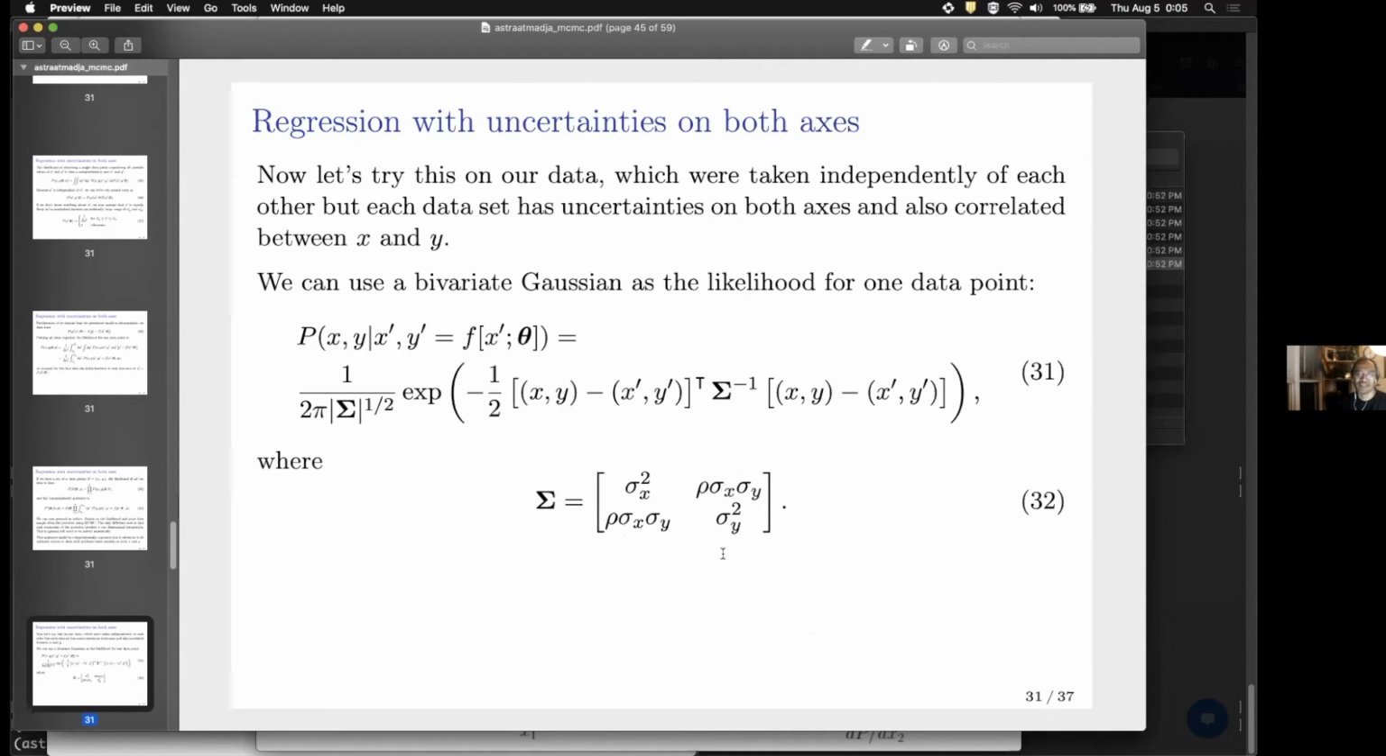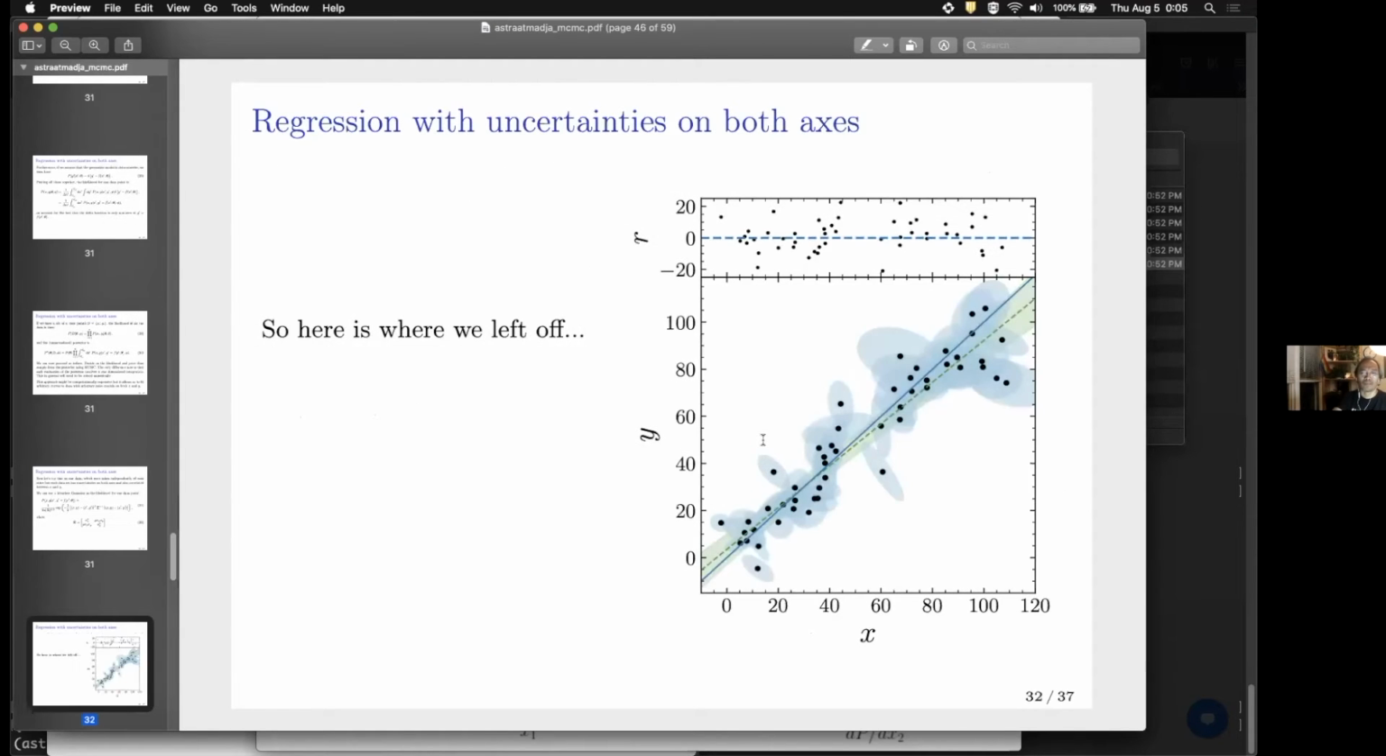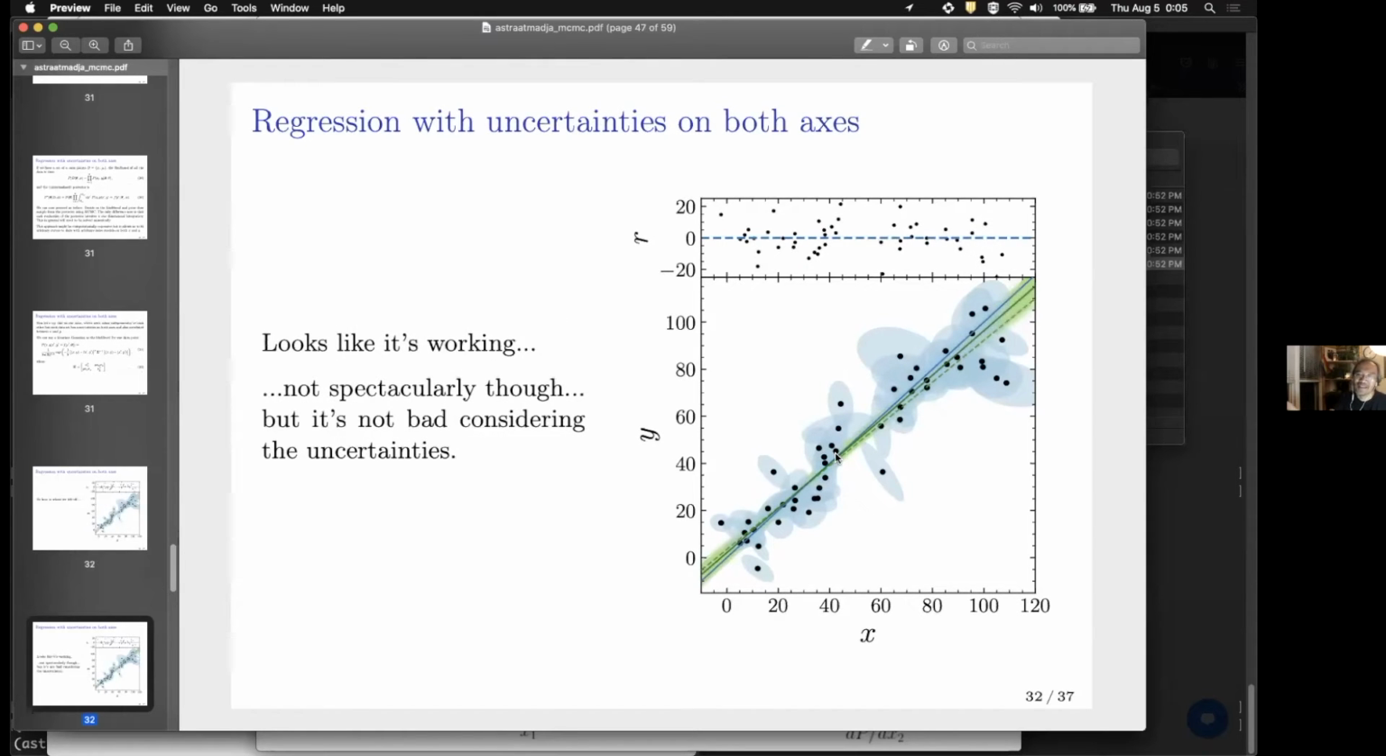This is the covariance matrix. That's the uncertainties in x and y, and that's the covariance. Right, so here's where we left off before. This is where we ignore the uncertainties in x, in dashed line, and this is the two lines. It's not spectacularly good, but it's better than when we ignore them. So maybe this has some value.